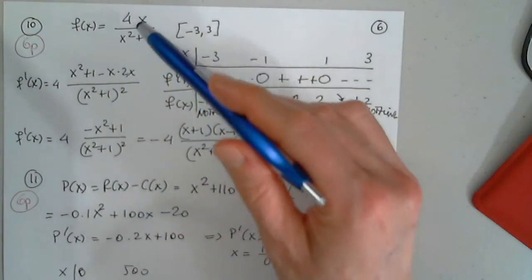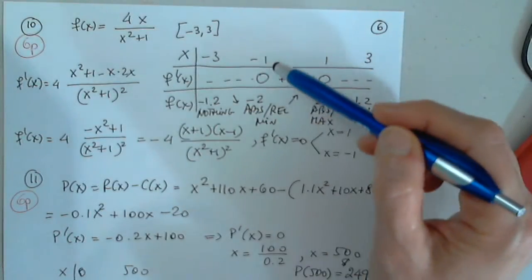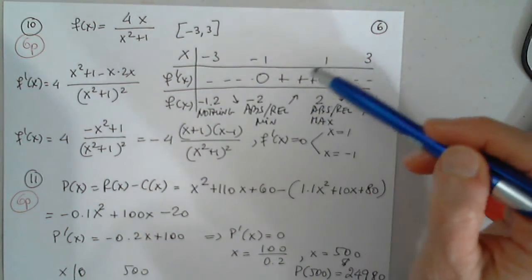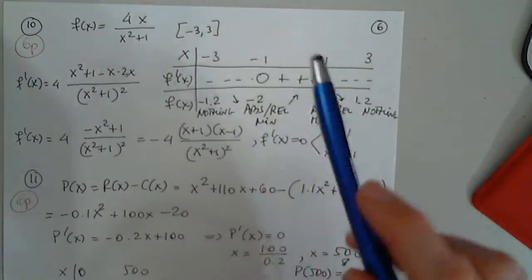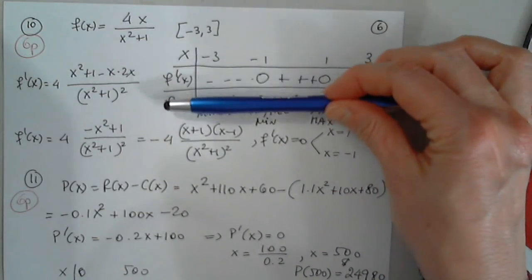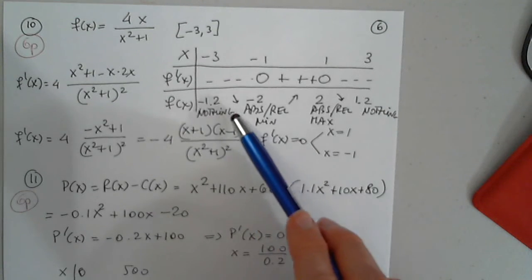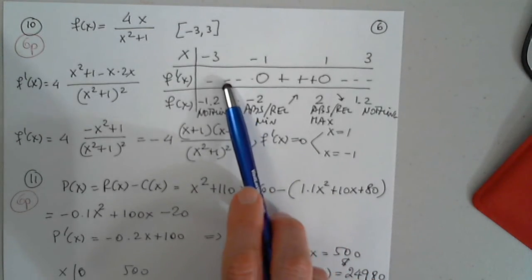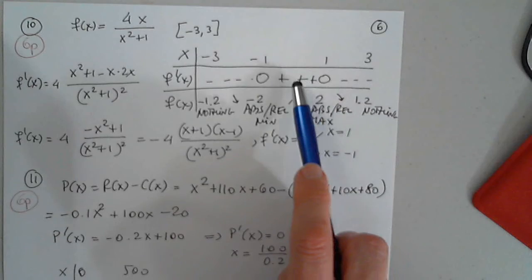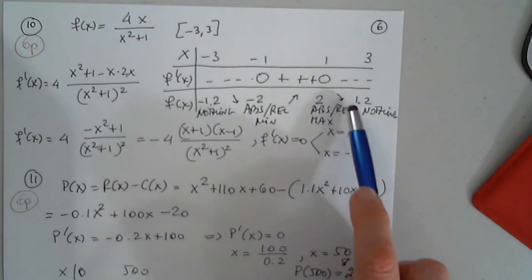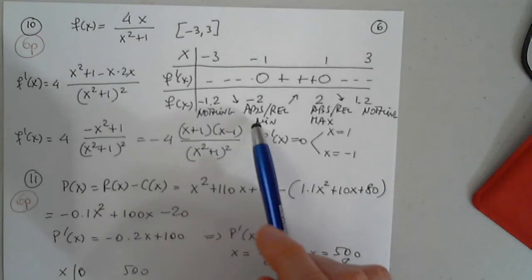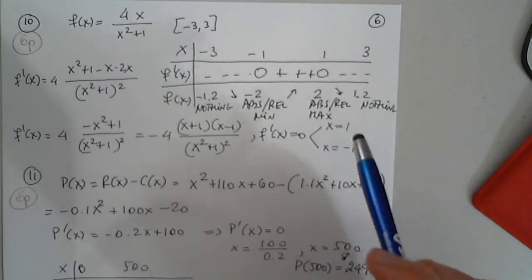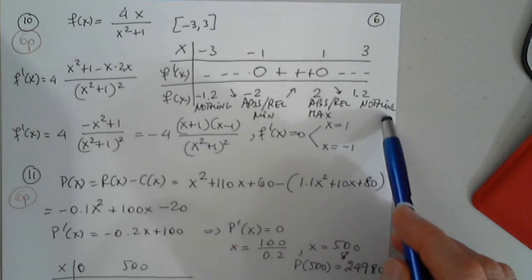So I plugged in the function negative 3 and I got this. I plugged in negative 1 and I got this. I plugged in 1 and I got this, and I plugged in 3 and I got this. Now I'm testing that these two rows work well together. From negative 1/2 to negative 2, yes, that's correct. From negative 2 to 2, yes, that's correct. From 2 to 1/2, yes, that's correct. So nothing, absolute or relative minimum, absolute and relative max, and nothing.